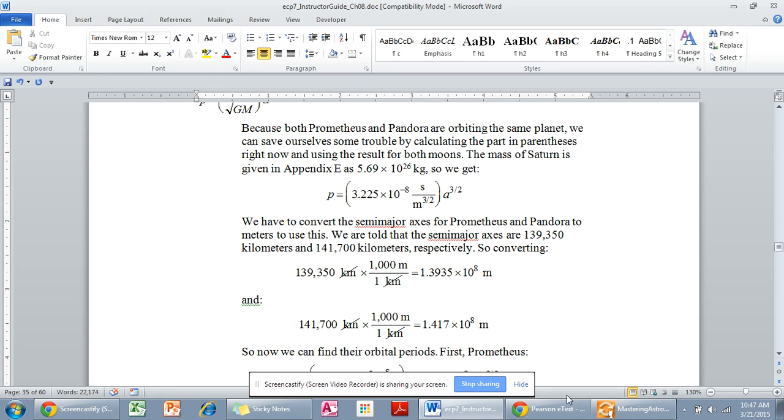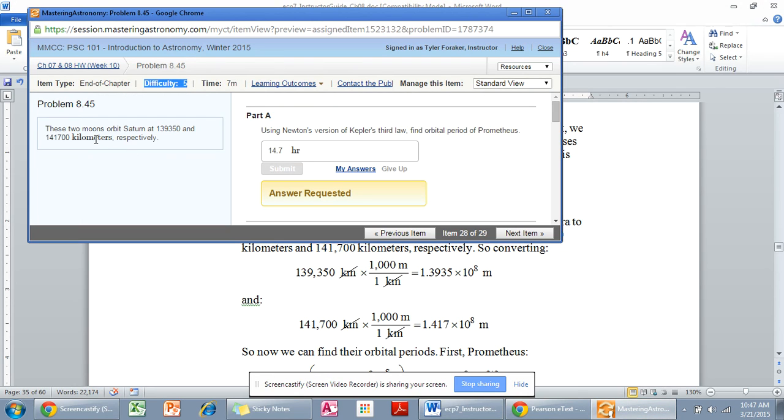So the first question, if I flip back to it, says, using Newton's version of Kepler's third law, find the orbital period of Prometheus. Well, we know Prometheus and Pandora are the two moons that orbit Saturn. These two moons orbit Saturn at 139,350 and 141,700 kilometers respectively. So Prometheus is the first one we're talking about, 139,350 kilometers is the orbit for Prometheus.